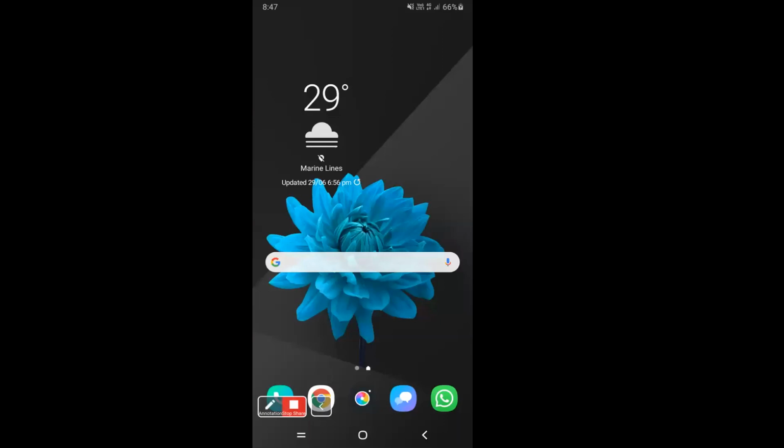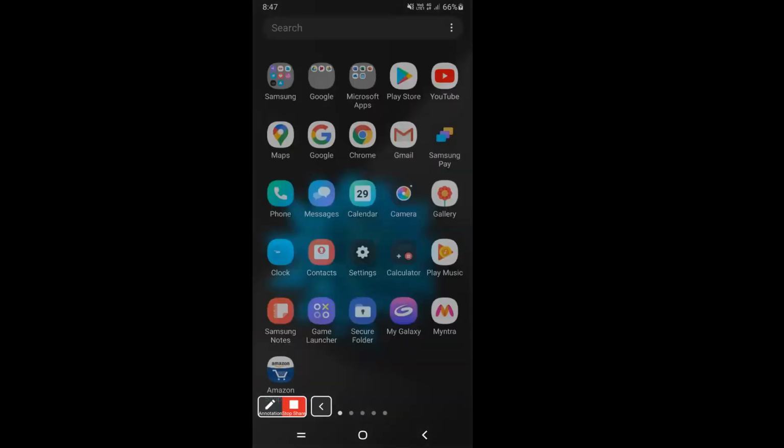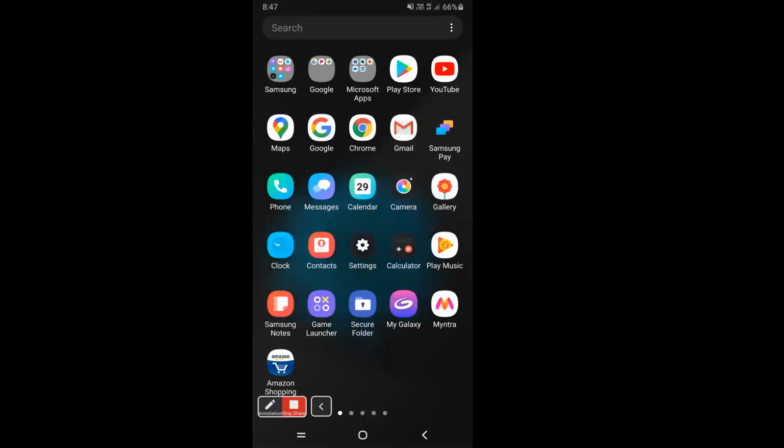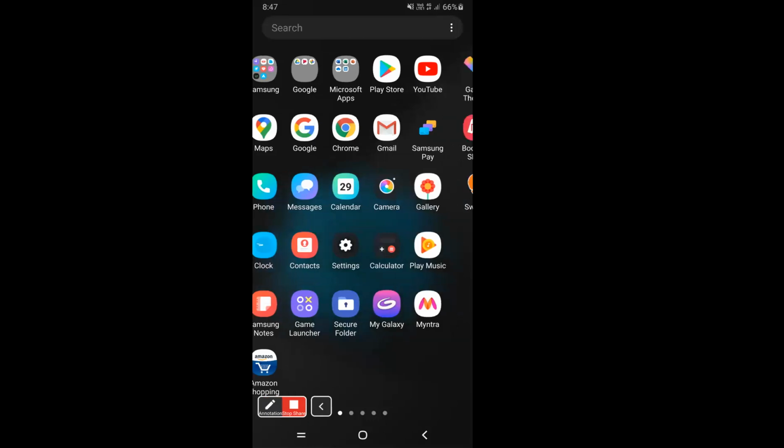Shrikant, you share. Shrikant is my fellow. Sir, he will also be able to share. Dr. Shrikant, you will also be able to share. You can share your screen. Yes, your screen is being shared.